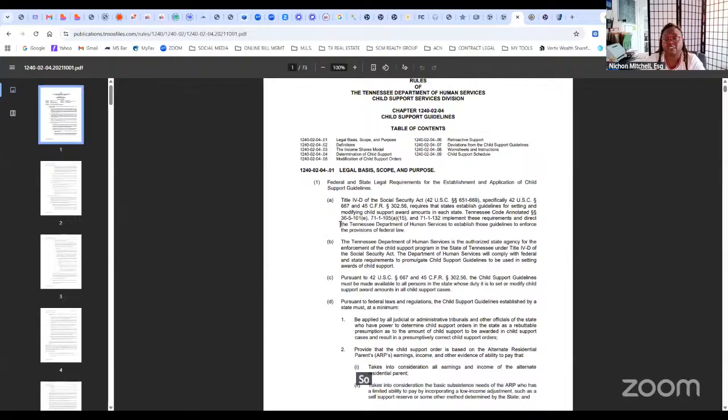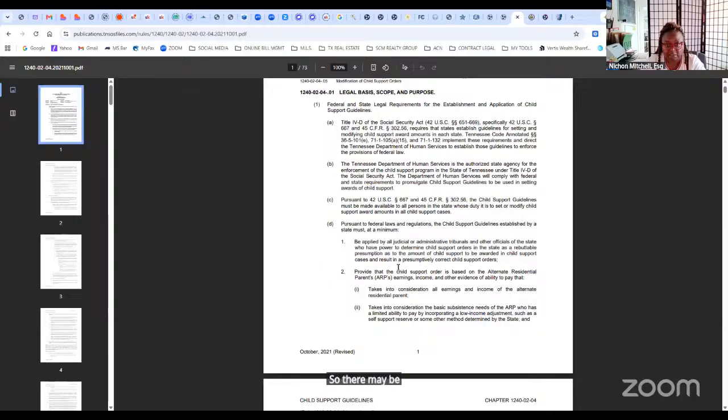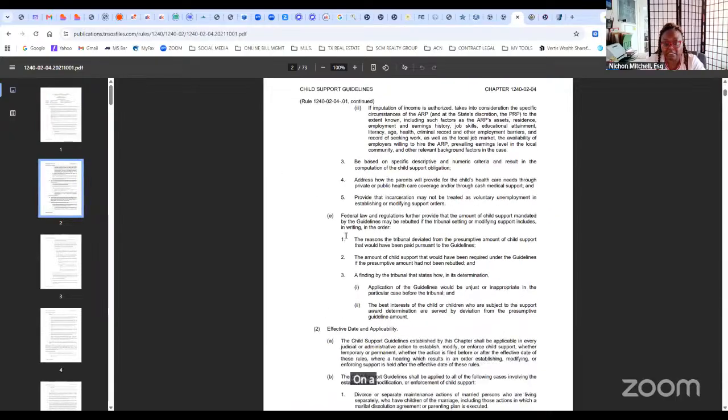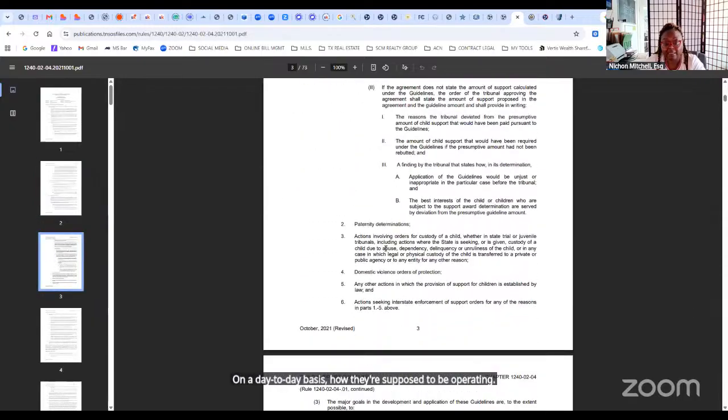So, rules and regulations tell you how that agency is supposed to be doing their job. In every state, there's rules and regulations for an agency. In most states, they should be at the Secretary of State's office. That's why you want to know about the Secretary of State's office. So there may be some laws about child support and stuff, but this right here tells you on a day-to-day basis how they're supposed to be operating. This tells you how they do the calculations. See, look at this, paternity determinations, domestic violence orders of protection.